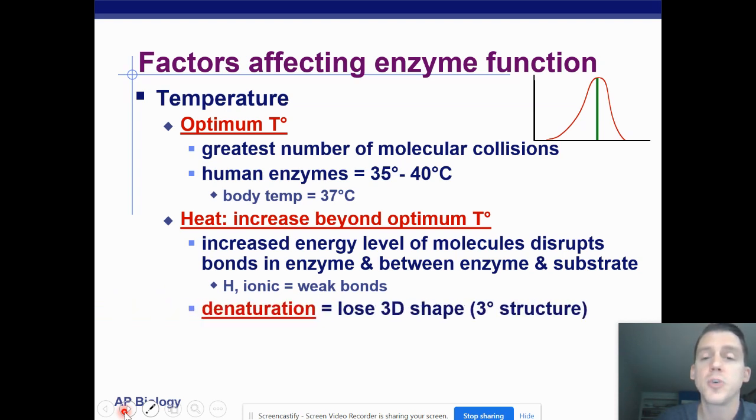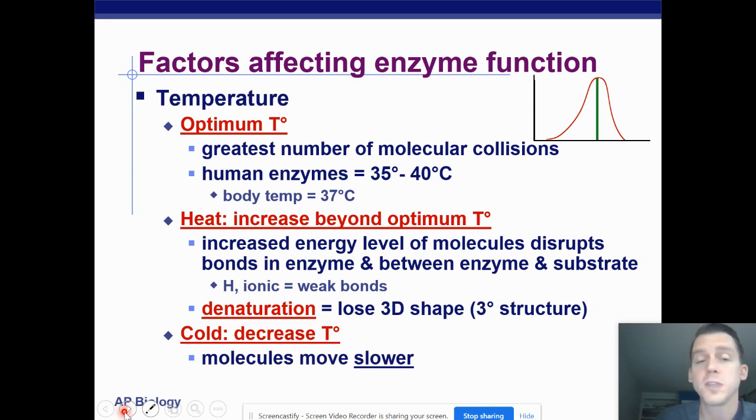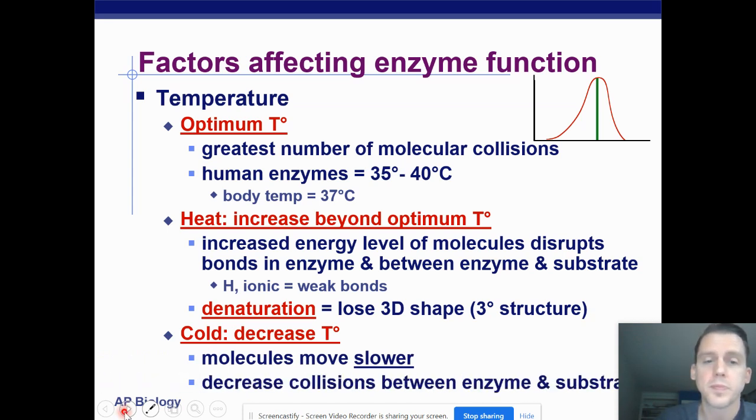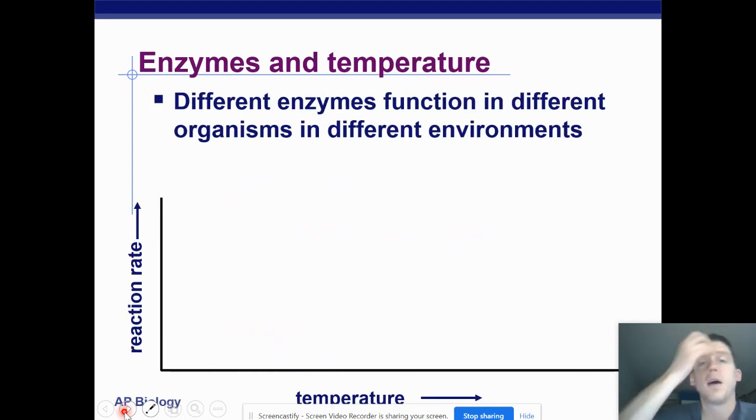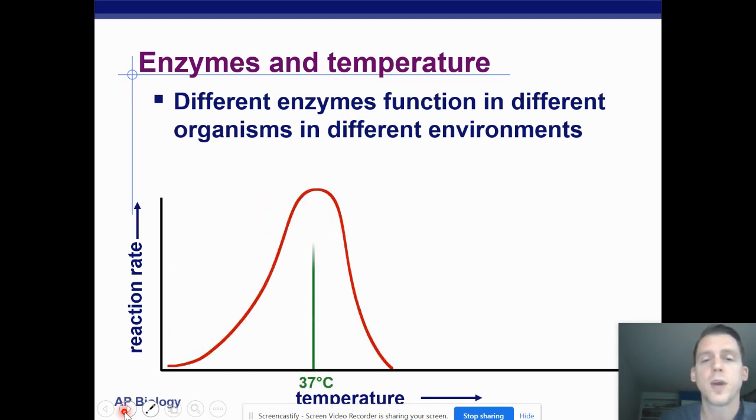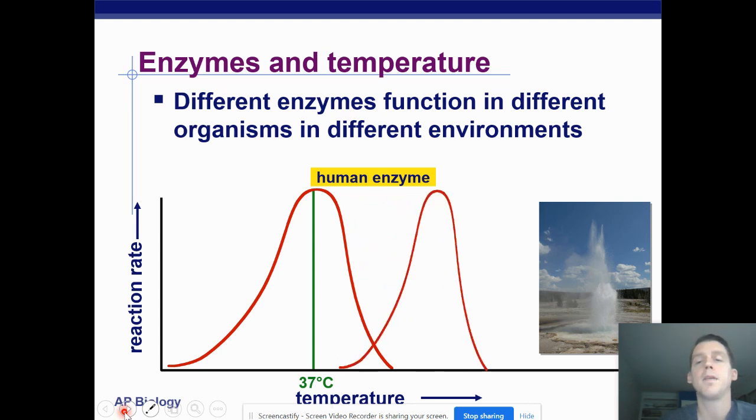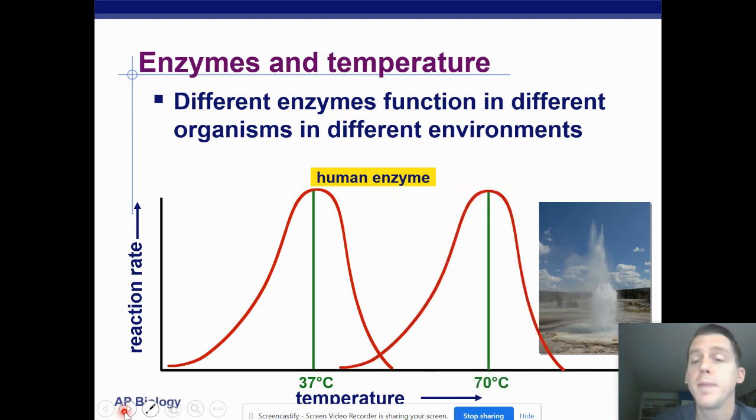So we have denaturation. And when it's too cold, the molecules simply move too slow, so we have a decrease in collisions between the enzyme and the substrate. Different enzymes function in different organisms that live in different environments. So in this graph, we have an optimum temperature of 37 for humans, but the optimum might be higher.